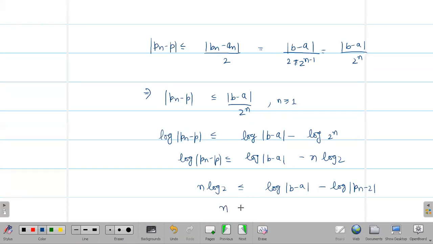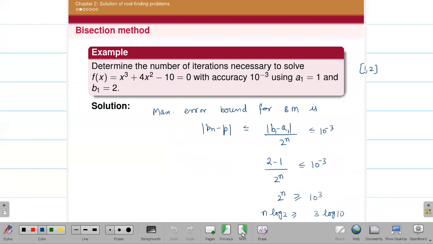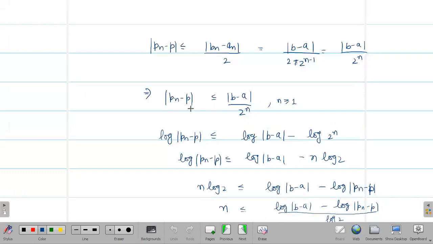So n will be less than or equal to log of (b minus a) minus log of p, sorry, it will be p, then divide by log 2. So this will be used to find the number of iterations. Either you remember this formula or this formula in terms of log.